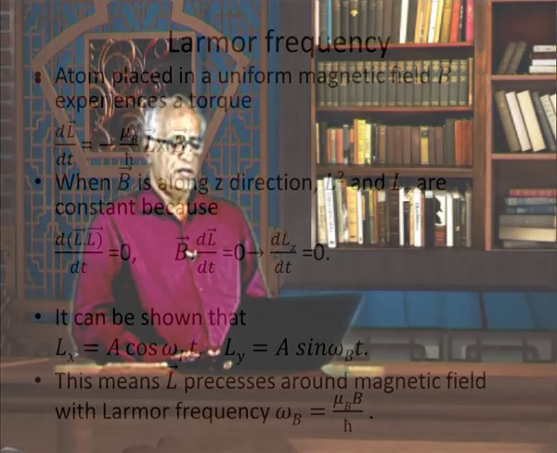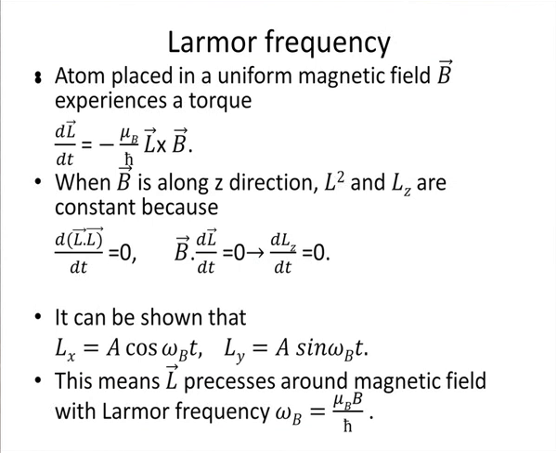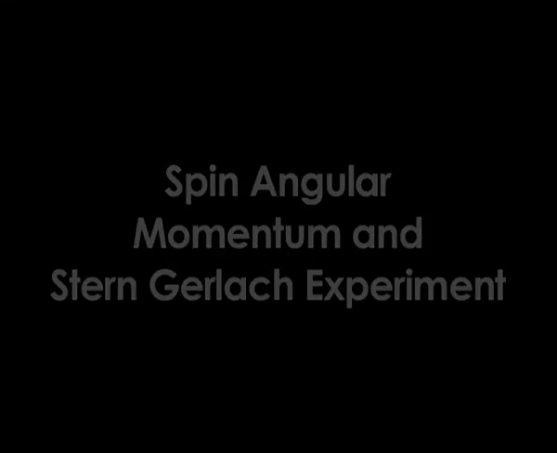Further, you can easily show that Lx is equal to A cos omega B t, Ly is equal to A sin omega B t, and it means L vector precesses around magnetic field with Larmor frequency omega B is equal to mu B by h bar. Essentially, we are showing that placed in a magnetic field B, magnetic moment precesses around the vector B.